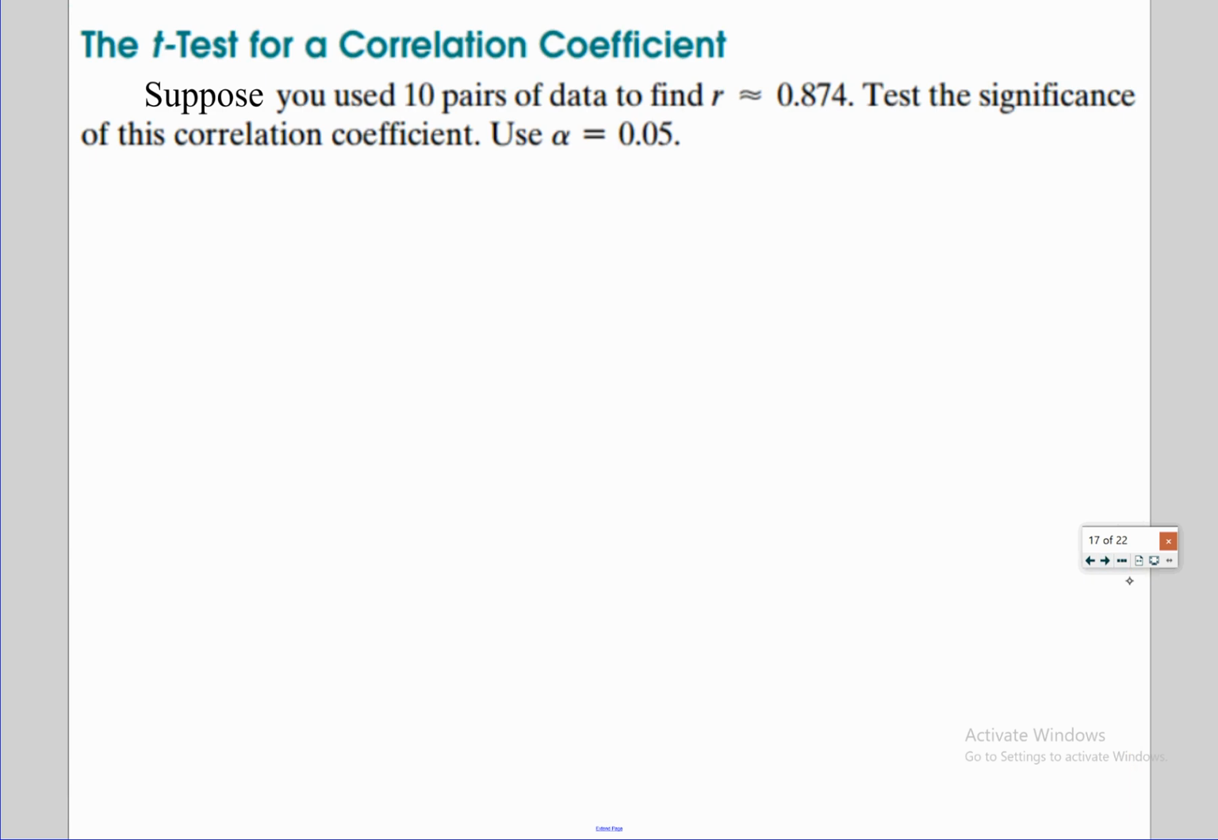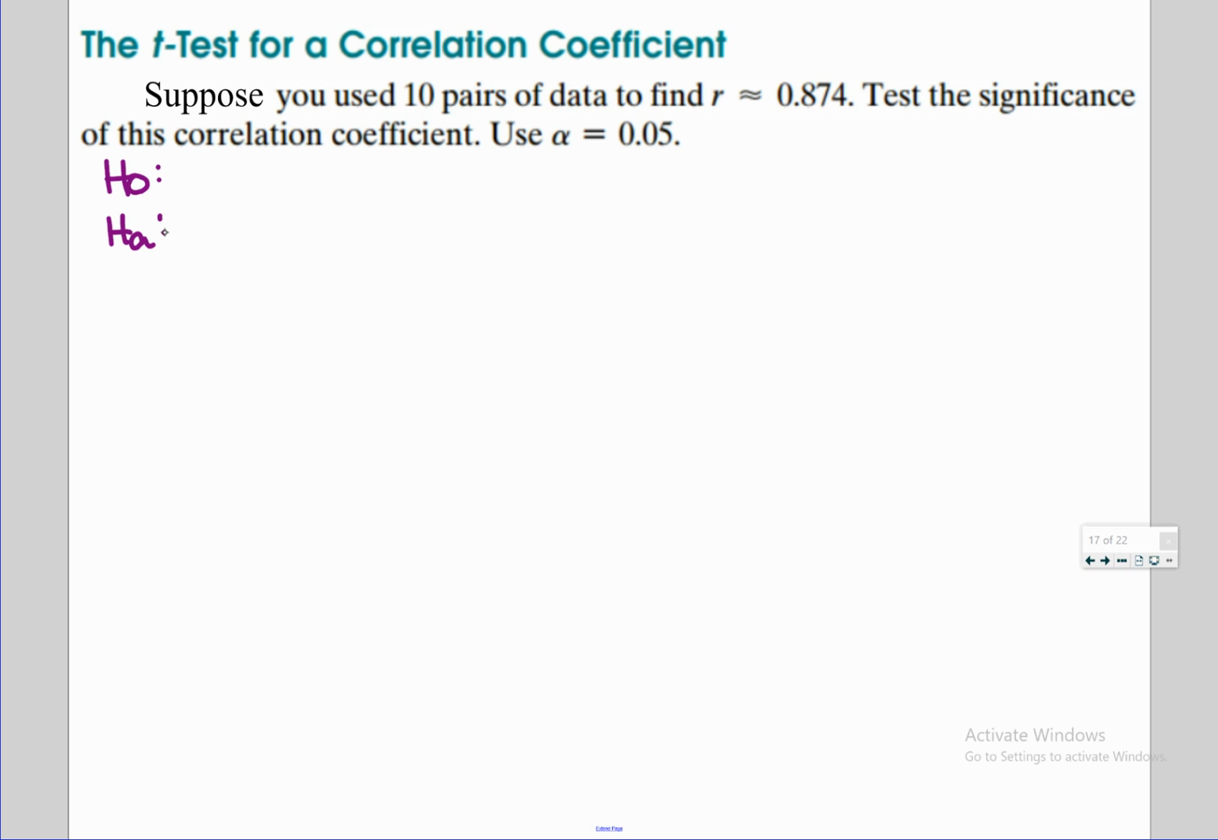All right, so let's try a problem. So suppose you used 10 pairs of data to find a correlation coefficient of 0.874. Test the significance of this correlation coefficient. Use alpha equals 0.05. All right, so starting with the null and the alternative, here we don't have to worry about whether there are 30 values or normally distributed or anything like that. Okay, we're just using the data as we have it.